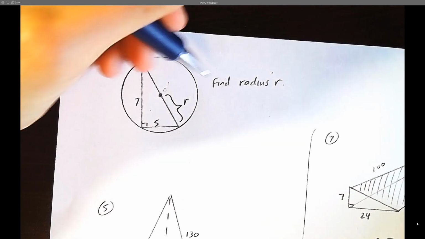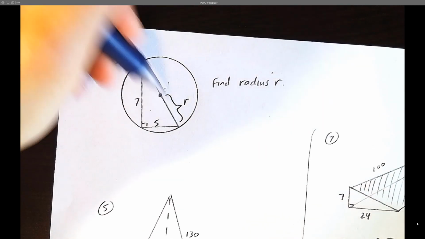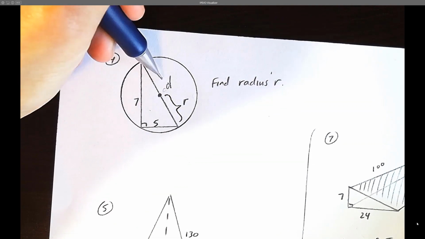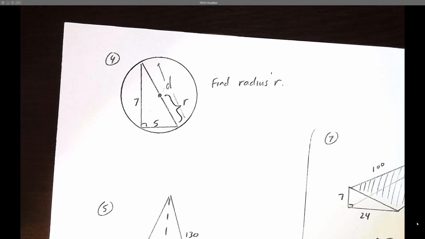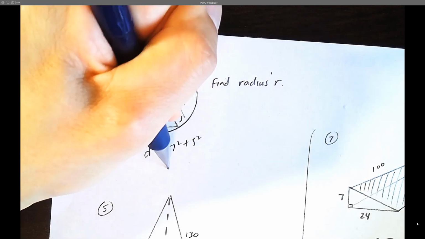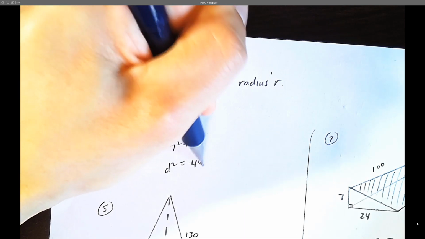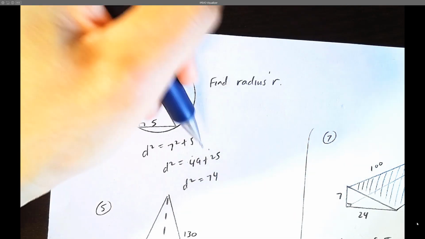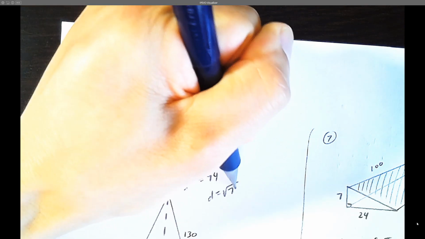Let's find the radius. Now look at the triangle inside of the circle. The hypotenuse, the diameter, is the entire distance all the way across. D squared equals 7 squared plus 5 squared, 49 plus 25, so 74. So D equals root 74.